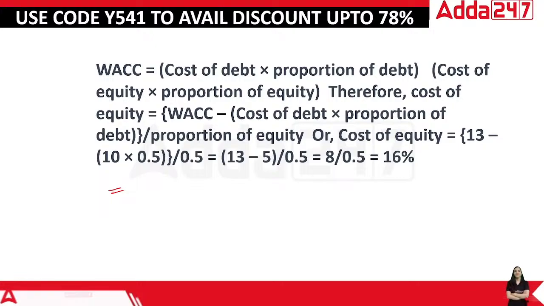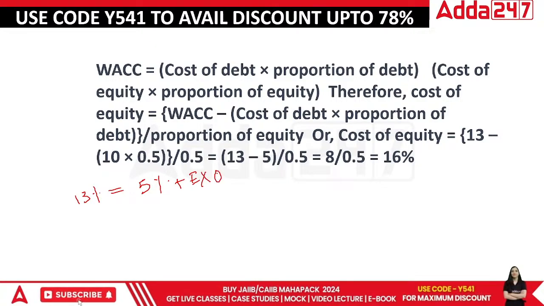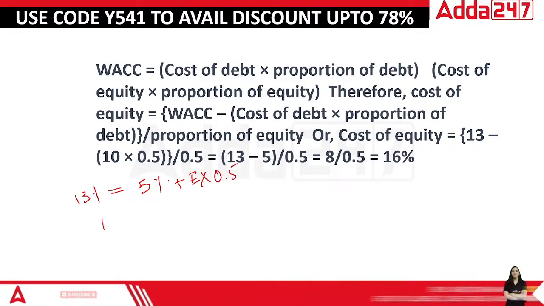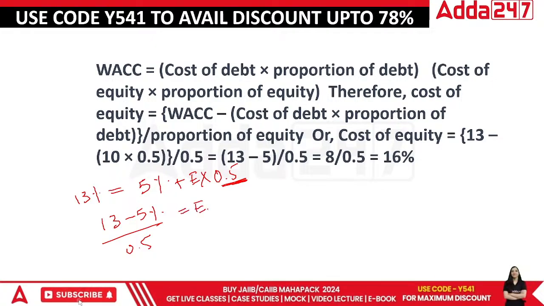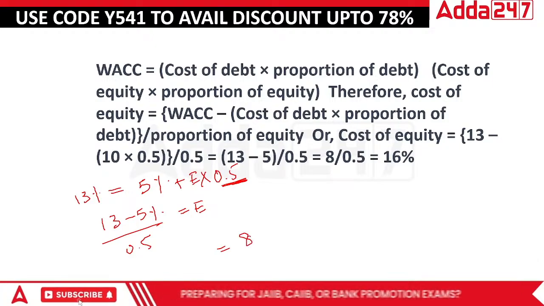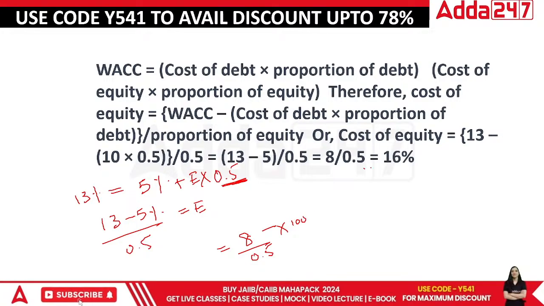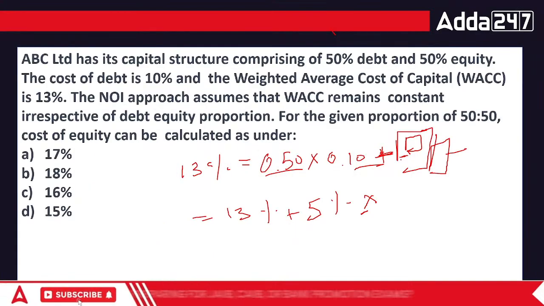It is basically 13% was here and 5% was here, plus we don't know the equity, but I know the weightage. This is the way. Then you will do 13 minus 5% and this 0.5 goes down, and this is called the equity. Then what will we do? 13 minus 5, that is your 8, and this is 0.5. If 8 is 50% of something, that will give you 16%, everyone. So in this case, the correct answer will turn out to be 16%, or the answer is C.